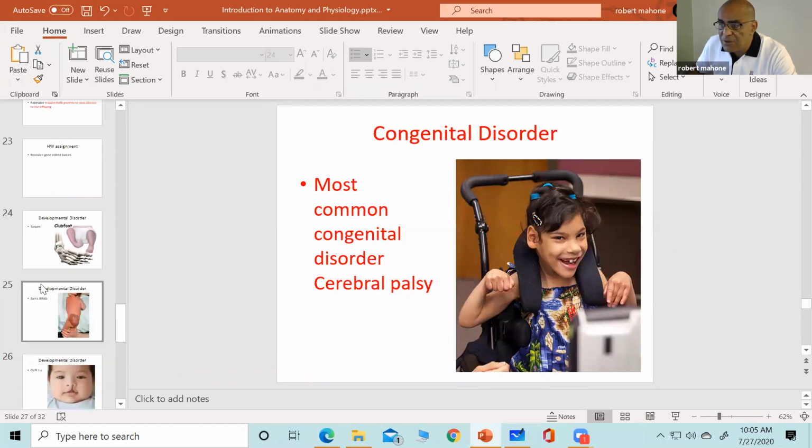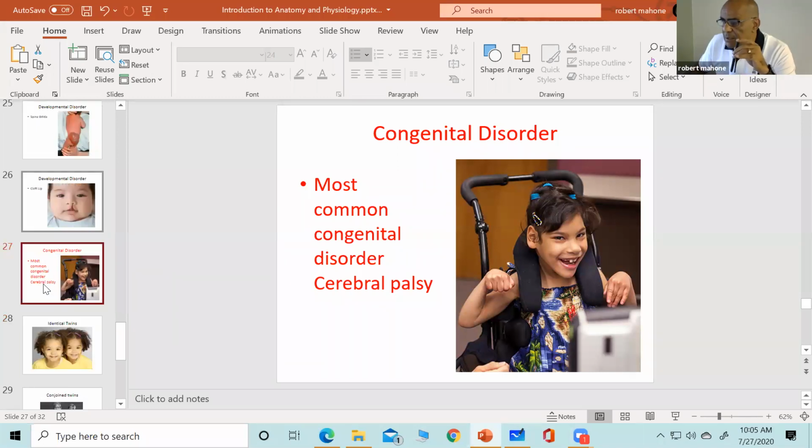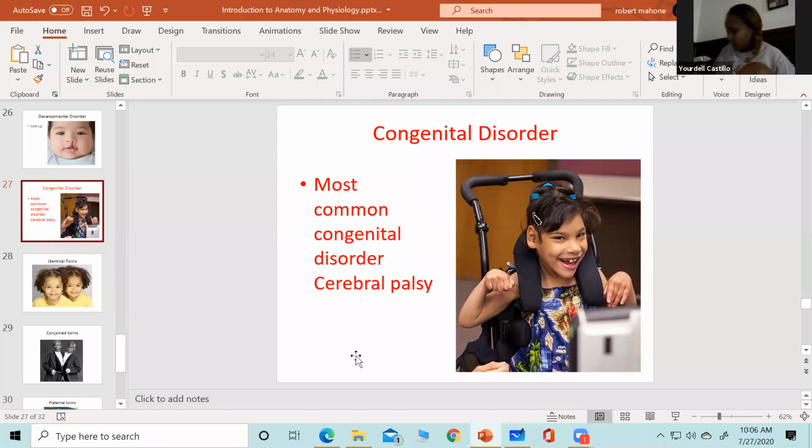So we talked about the three big categories of disorders: genetic, developmental, and congenital. There are others that we'll discuss, like environmental disorders and that type of stuff. We'll discuss later on in the course. Okay? But those are the three big ones: genetic disorders, developmental disorders, and congenital disorders. All right. And how many of y'all have ever known somebody with cerebral palsy?